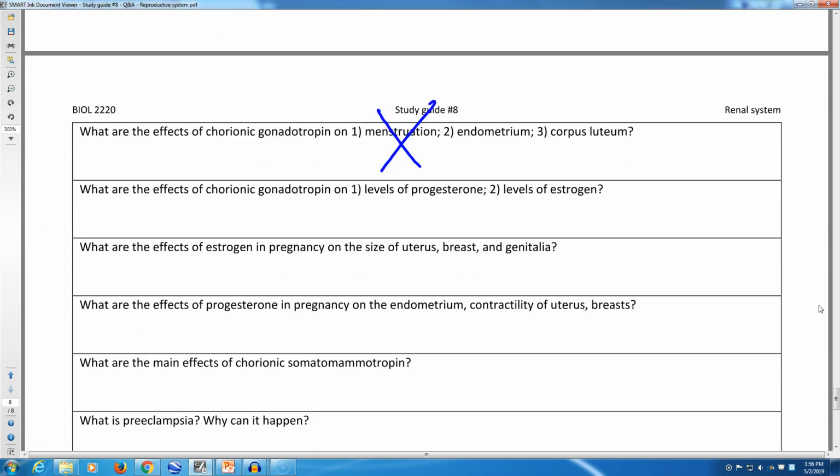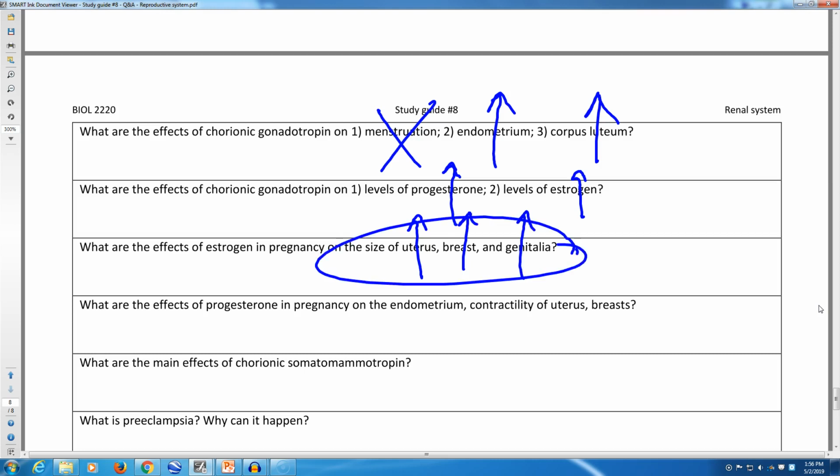Chorionic gonadotropin blocks menstruation, stimulates endometrial growth, and maintains the corpus luteum. It increases the levels of progesterone and levels of estrogen. Effects of estrogen inside the uterus: increases breasts, increases genitalia. These things grow. Progesterone maintains the healthy endometrium, decreases contractility of the uterus, and prepares breasts for lactation.